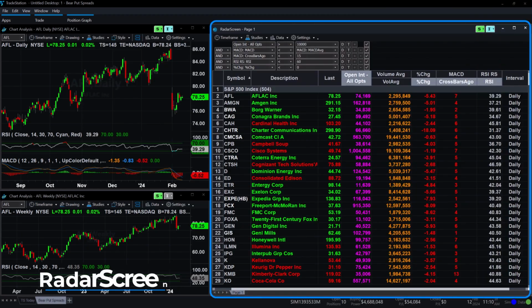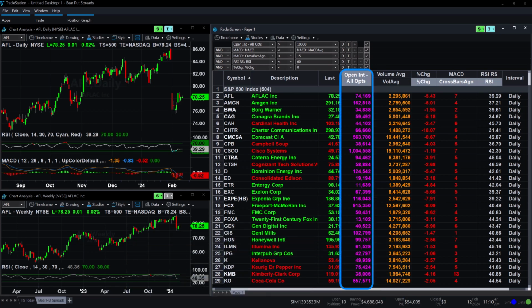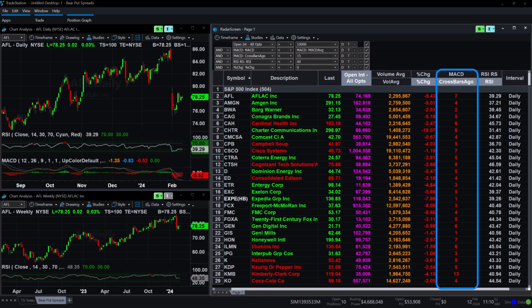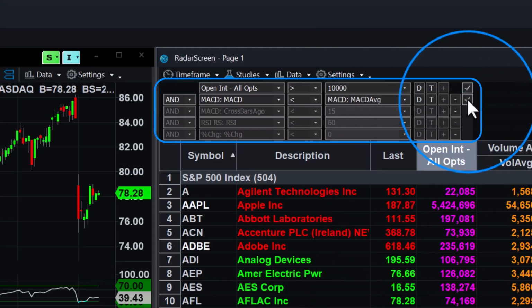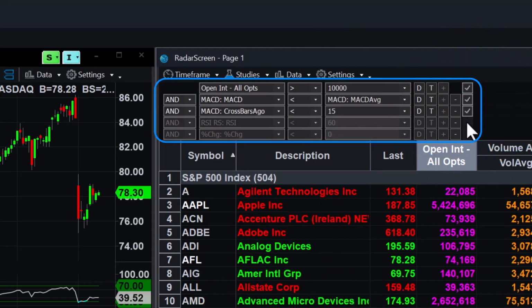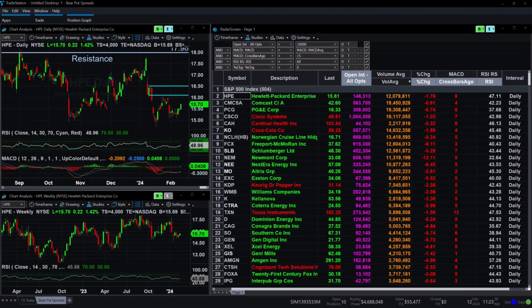TradeStation's clients can use the power of Radar Screen to identify bearish stocks in real time. The sample workspace accompanying this video includes a Radar Screen and two charts, utilizing indicators like open interest all options, volume average, percent change, MACD, and RSI to filter for heavily traded stocks with liquid options. Using Radar Screen filters, we can find stocks that are triggering bearish signals that could indicate the start of a downtrend. To go through an example, let's examine a bear put spread on Hewlett Packard Enterprise Company.